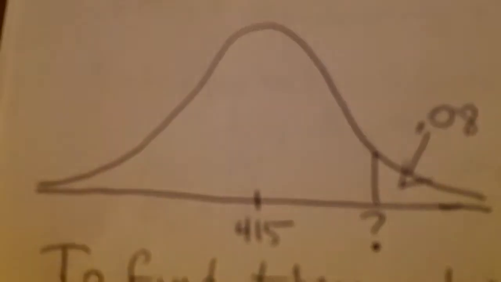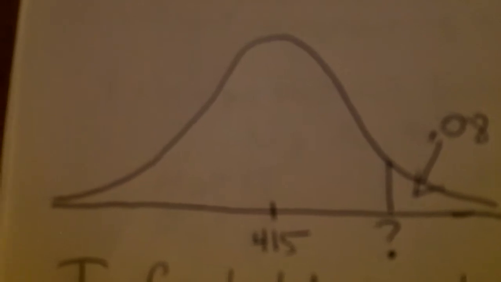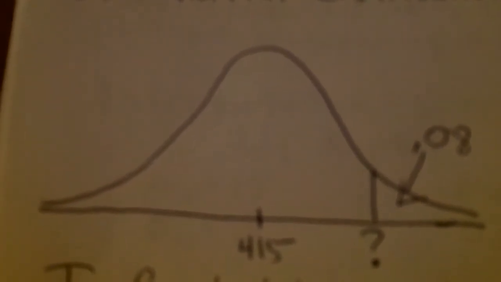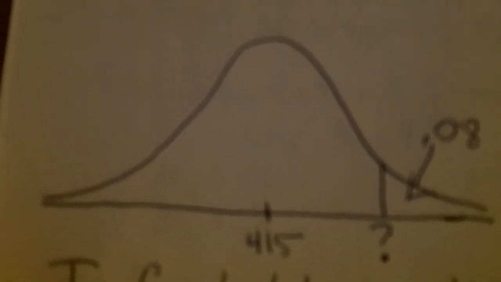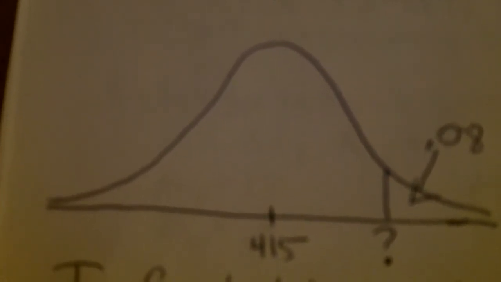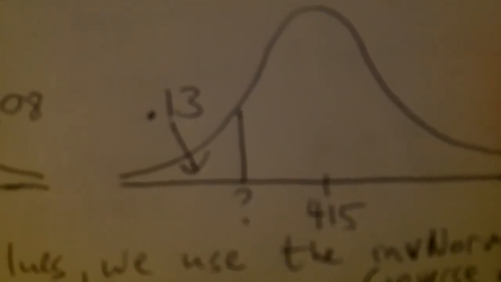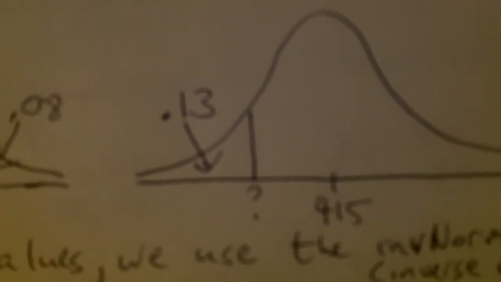Again, in the case for the largest 8%, or the highest 8%, the appropriate area that we're going to put in is the area to the left of that cutoff. So we would put in 0.92. If we were looking for the lowest 8%, we'd put in 0.08. But we want the highest 8%, which is effectively saying the same thing as the lowest 92%. In this case, we wanted the lowest 13%, so we're going to put in 0.13.